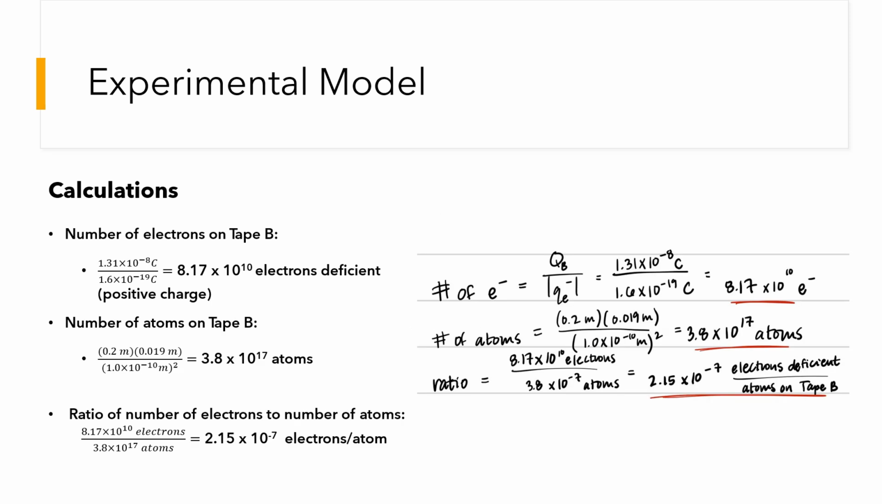To find the number of electrons on tape B, I divided the charge of the tape by the magnitude of an electron charge. Therefore, 8.17 times 10 to the negative 19 electrons deficient are found on tape B, meaning that it is positively charged. I then found the total number of atoms on tape B by dividing the area of tape B by the approximate area of an atom, giving a total of 3.8 times 10 to the 17 atoms. Then I calculated the ratio of electrons to atoms and found there to be 2.15 times 10 to the negative 7 electrons deficient to the number of atoms on tape B.